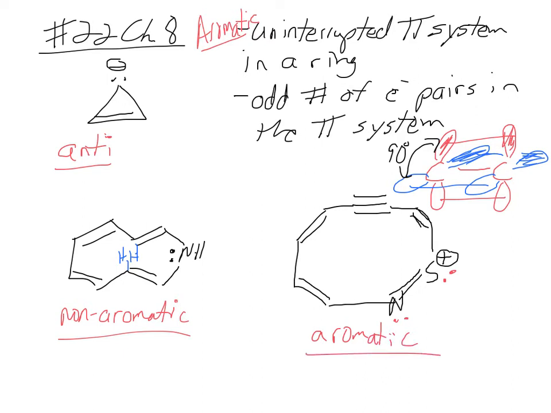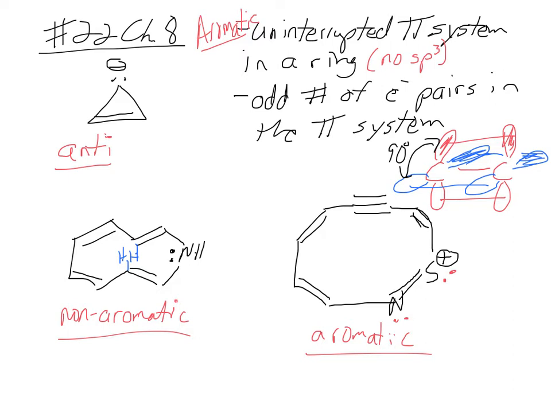Notice how we've been saying all along, an uninterrupted pi system in the ring really means no sp3. I didn't say no sp. You can have sp and sp2 hybridized things in these rings. For sure not sp3, because sp3 has no p orbitals. An uninterrupted pi system means everybody has at least a p orbital. So in this case, we are not counting the lone pairs as part of the pi system. These lone pairs are not part of the pi system.